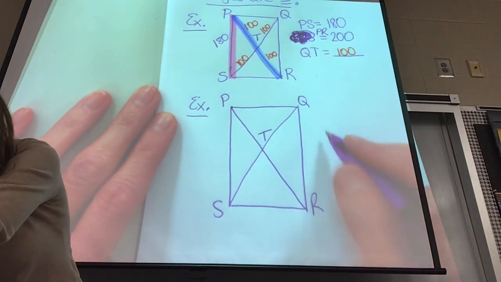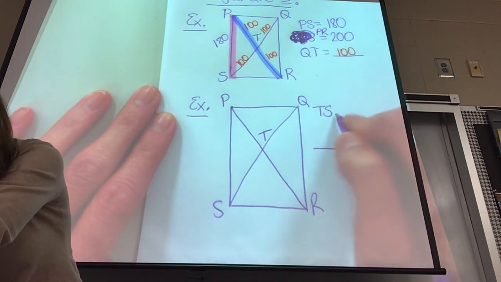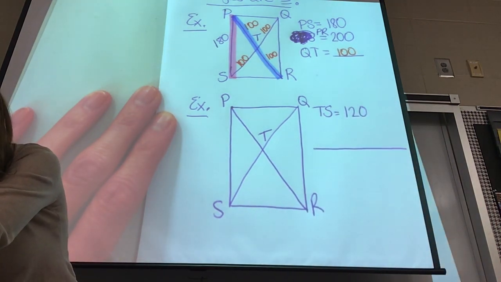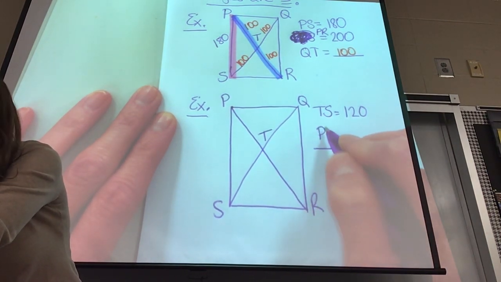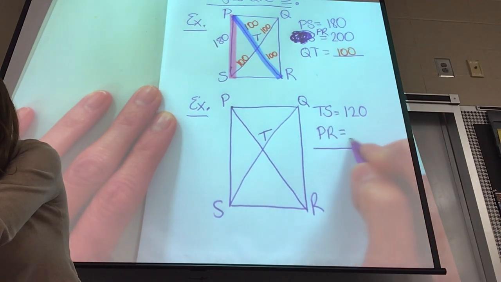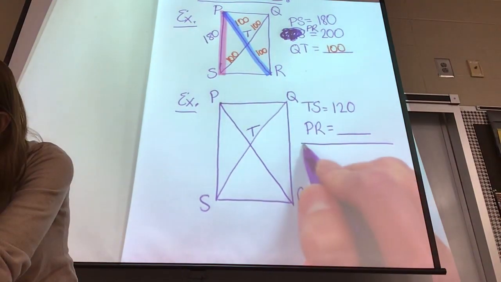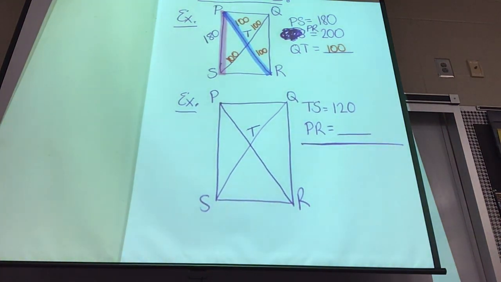Now, this one I basically have two pieces. Shouldn't take us but just a second. So the first one I'm going to give you, that TS is 120. So I want to know what PR is. It's 100. So that's my first problem. Okay? Now, if I know that TS is 120, how is that going to help me find PR?